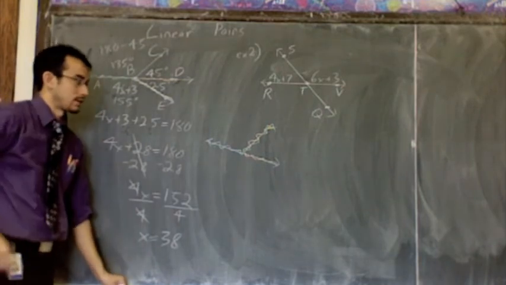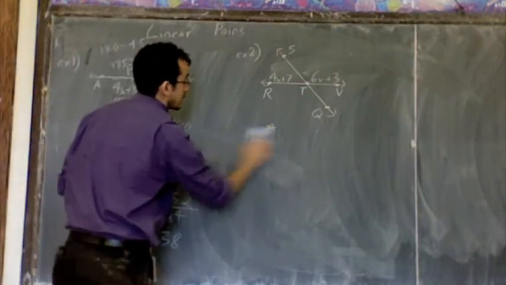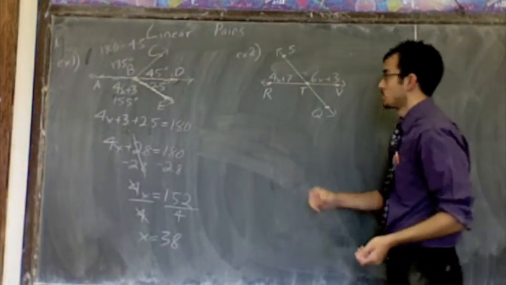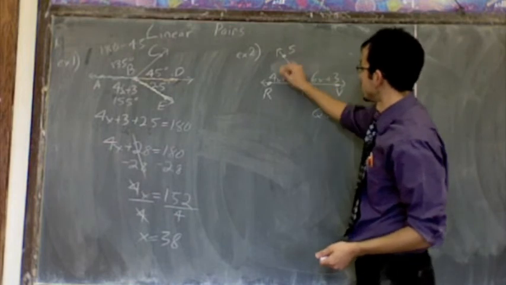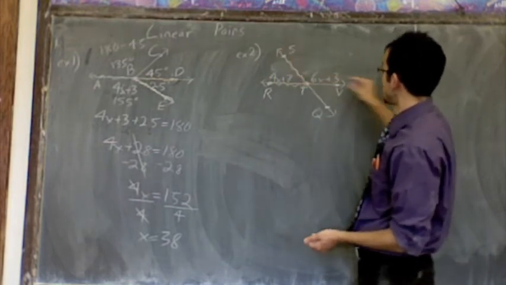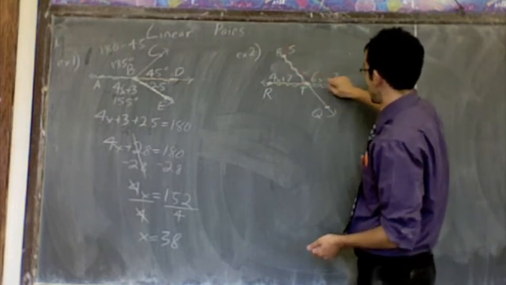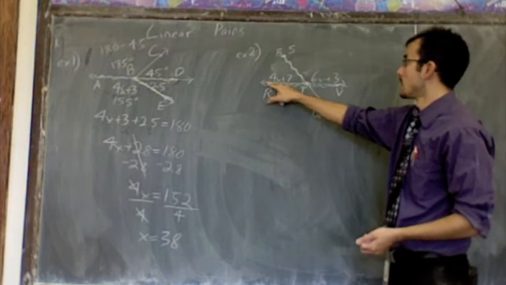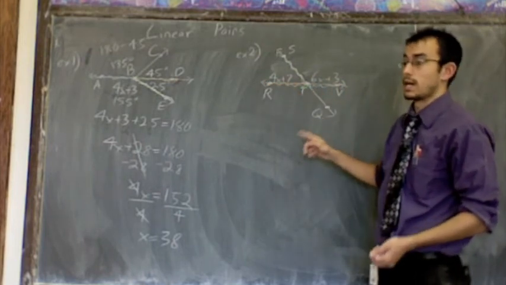Let's look at the second example. The second example is kind of the same idea. So again, I'll trace my two angles that form a linear pair. I've got STR in orange. I've got STV in blue. And together, yeah, they share that common ray, so they're adjacent. And the two opposite rays form a straight line. So we're good to go.